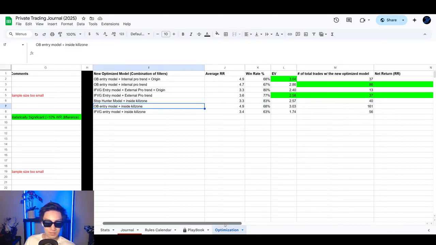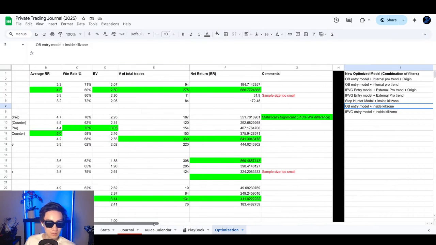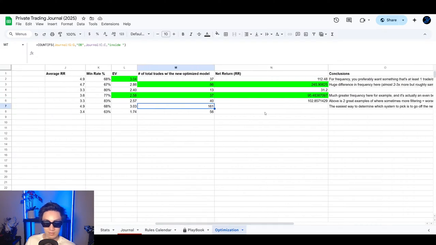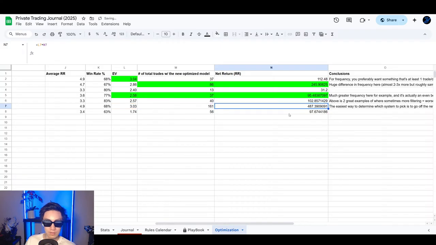The one above with the stop hunter, it also increases your EV. Right? You see it's also increased EV. But it's only 40 trades. So 161 is a lot more. This is going to be statistically a lot stronger in our data. So here it is. There's the net returns of each one.